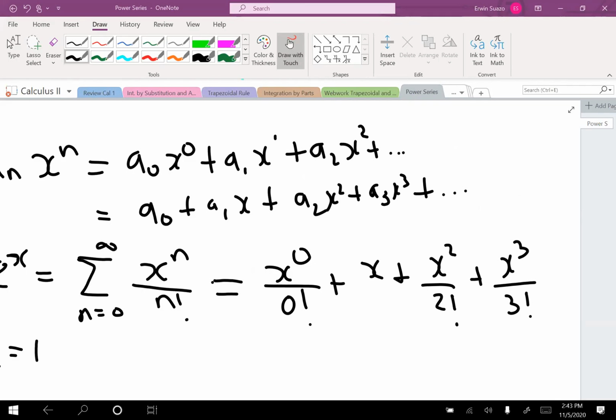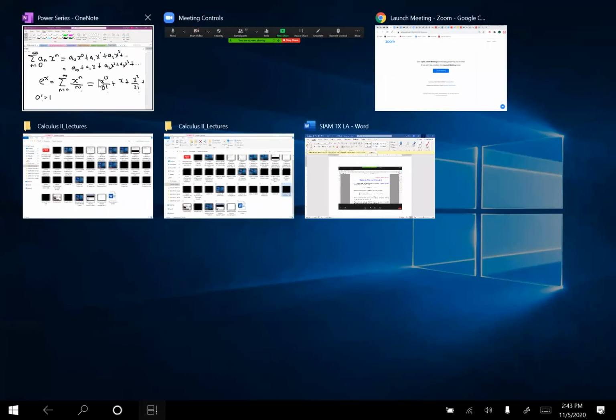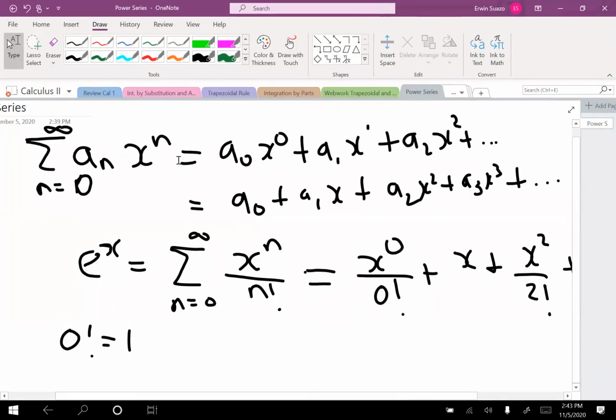And then, and so on, okay? So this is your power series for exponential. So how can I convince you of that? Well, let's start graphing it, okay? But this is a theorem. This is called Taylor's theorem, okay?